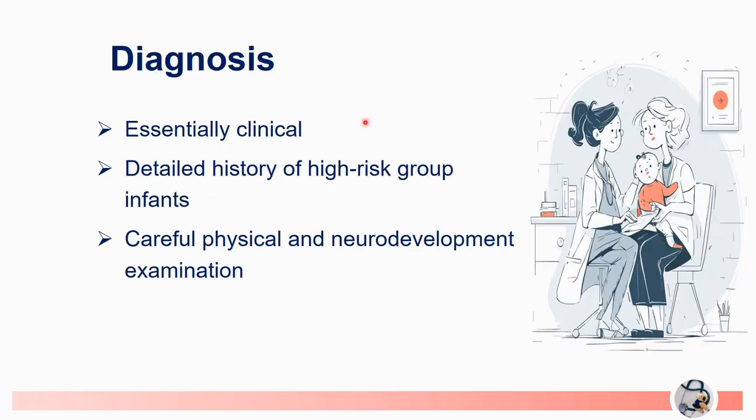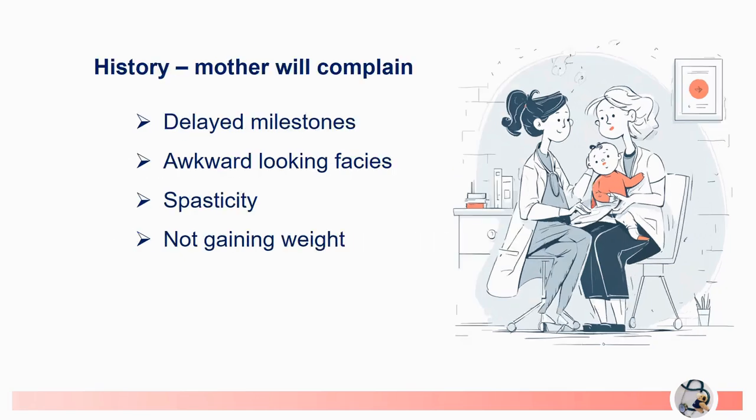Now come to the diagnosis. Diagnosis is essentially clinical. So soon after you look at the child, you should be able to make out this is a cerebral palsy child because the posture is so typical. Then a detailed history of high risk group infant is very important for the diagnosis, and a very careful physical examination where neurological and developmental examination is very important. So step by step I'll teach you. I'll brief everything in detail.